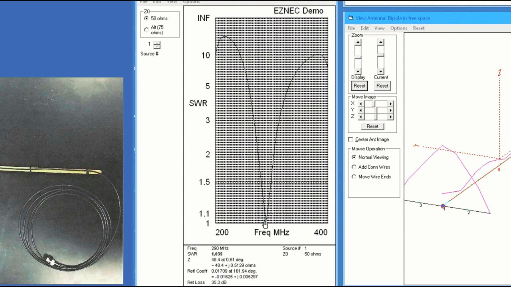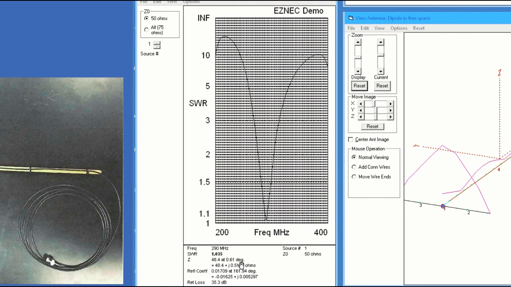So what this tells me is this antenna is 50 ohms, not 73, and that's because of the lack of balun. You can move a marker along this curve and actually read out what the impedance is, kind of small on the screen here, but it says 48.4 at 0.61 degrees. So it's basically 48 or 50 ohms.